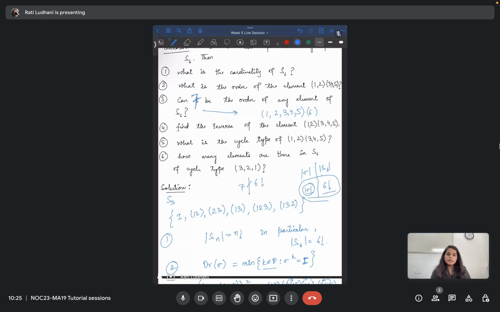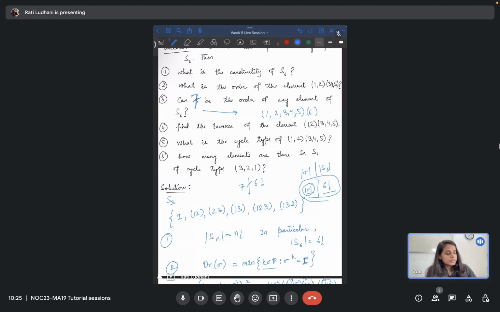Yes, ma'am. Okay, so this is something general. You can always check if it is a divisor of the cardinality of the group. So this is in general true for a group, not just a permutation group. Okay, let's move to the next one.